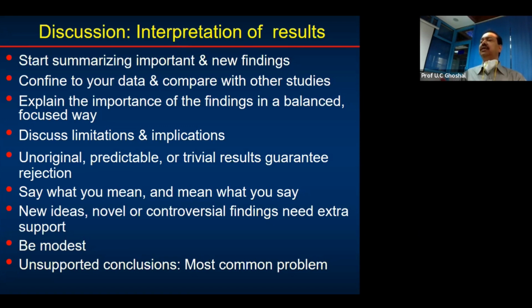Unoriginal, predictable, and trivial results, if you put them, guarantee rejection. Suppose we get a paper that says, for the first time, we are reporting chronic pancreatitis from so and so city of Kerala. What does it mean? It doesn't mean anything. Somebody must have described pancreatitis from India initially, then somebody went further and described it in a different state. Now they have described it from Kerala. Now you say for the first time I am describing it in a city of Kerala. If the state of Kerala has chronic pancreatitis, why would the city not have it? So this is unoriginal, predictable, and trivial, and it will get the paper rejected. Say what you mean and mean what you say. That means you have to say clearly what you mean, and you have to mean what you say. New ideas, novel or controversial findings need extra support. You got something very new, which was not described by anybody else in the literature.